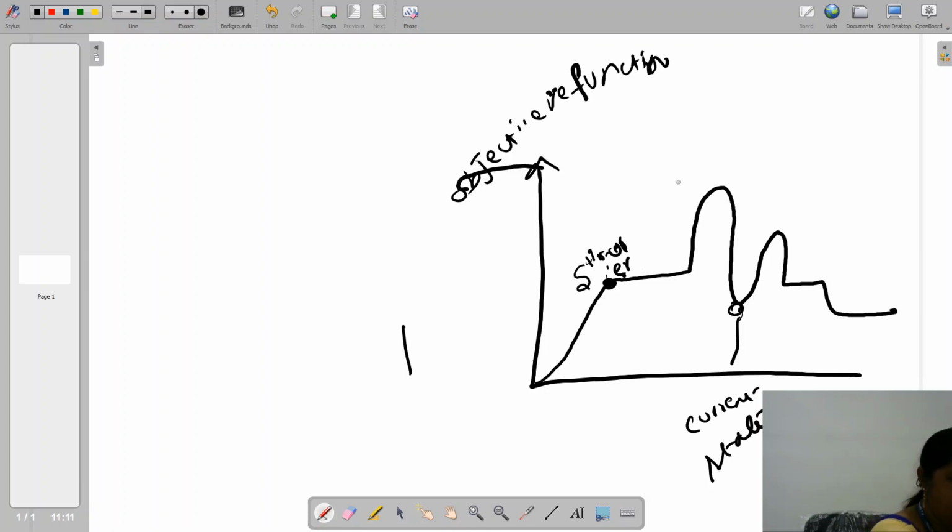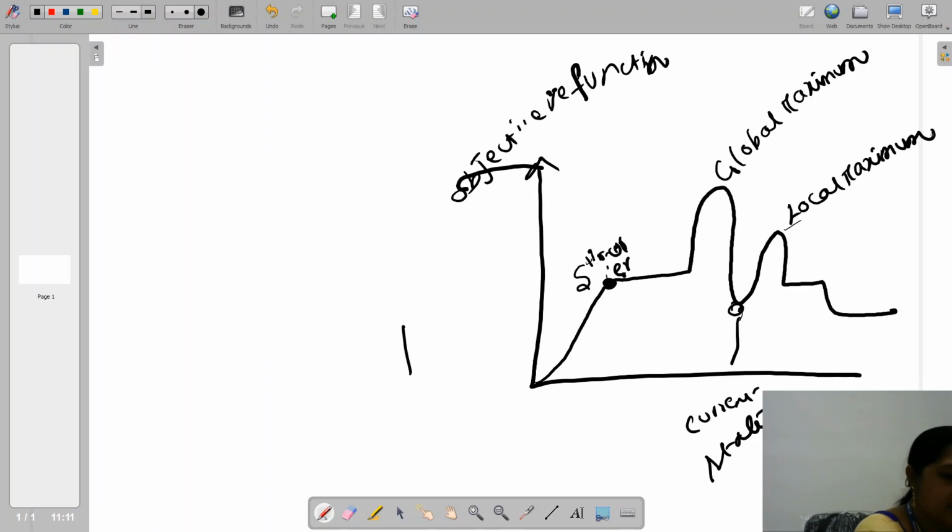And the next one is the global maximum. As I told you, the global maximum is the highest point on the hill. And this is called the local maximum. What is the local maximum here? It is a peak higher than all other nearby peaks but lower than the global maximum. And this is called the flat local maximum.